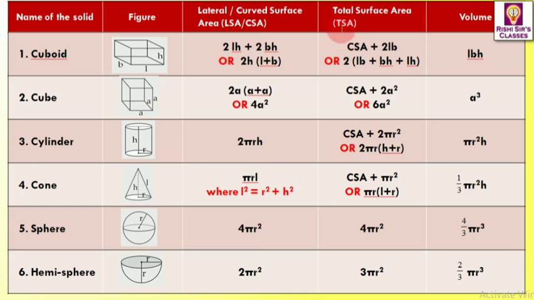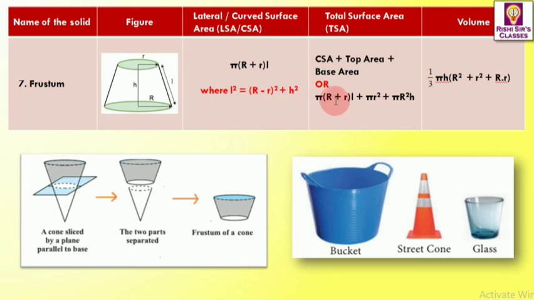If we are talking about the TSA of a cone, it was CSA plus pi r square. If we are talking about the TSA of a frustum, it is CSA, that means pi (R plus r) l, plus the top portion, that is pi r square, and the base area, that is pi capital R square. So it is pi (R plus r) l plus pi r square plus pi R square. Here h will not come.